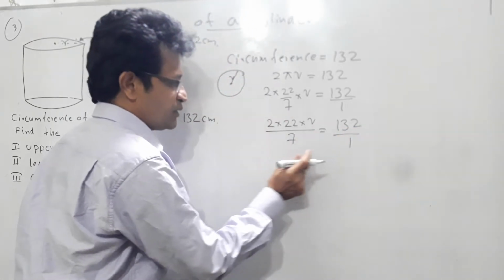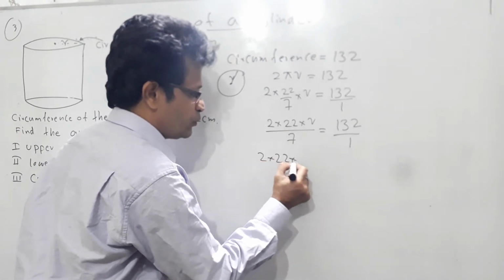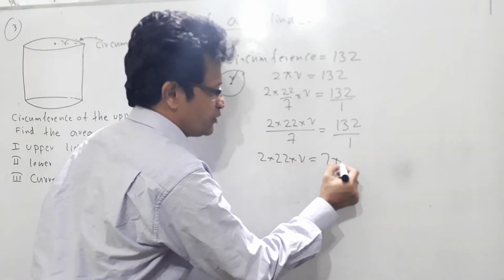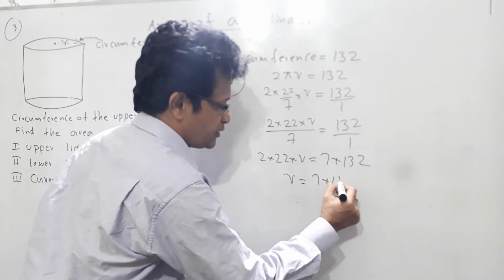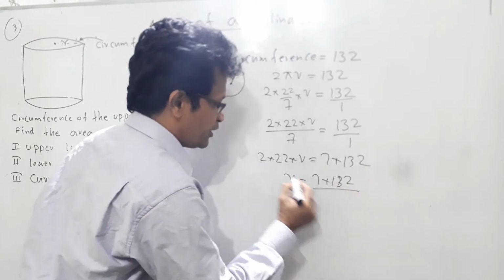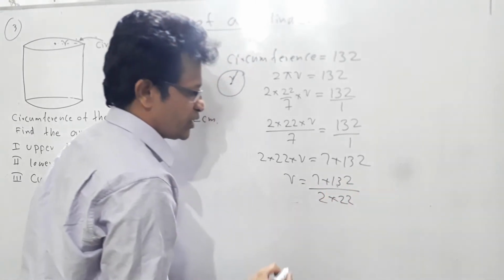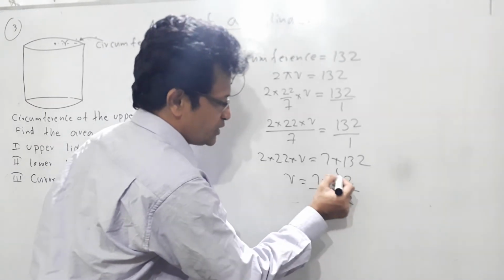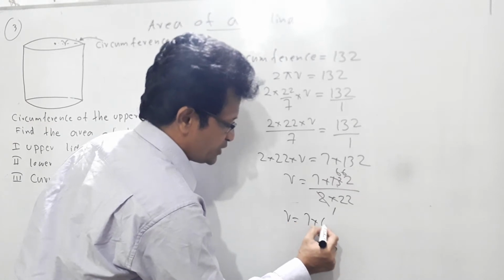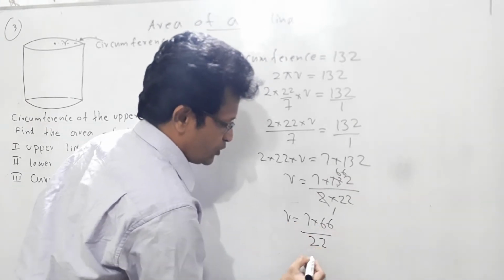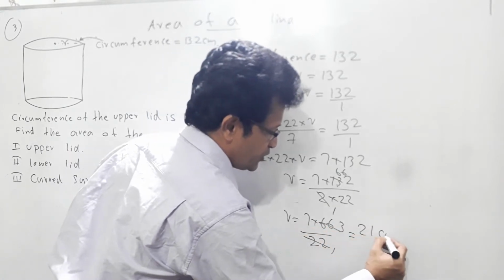So if I do the cross multiplication, 2 into 22 into r equals 7 into 132. So r equals what? 7 into 132 divided by 2 into 22. You can divide by this 2, and 132 divided by 22 is 6. So r equals 7 into 6 over 2, which is 3 into 7, 21 centimeter.